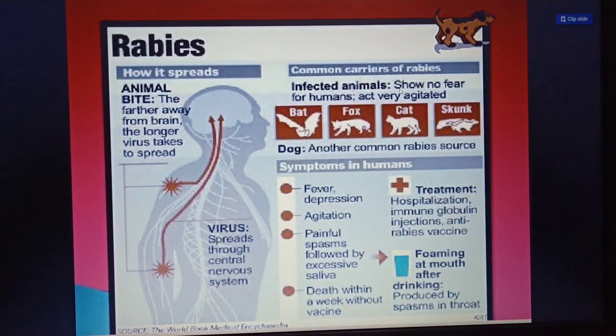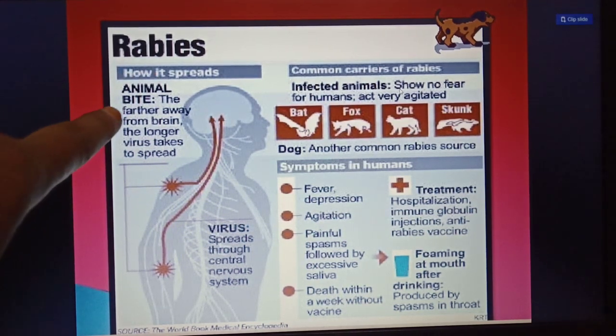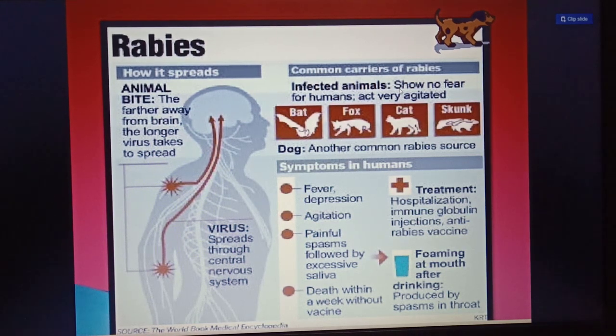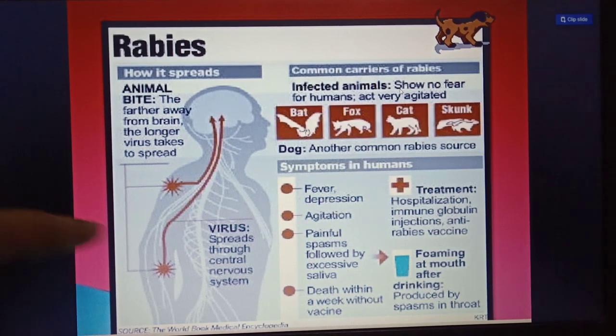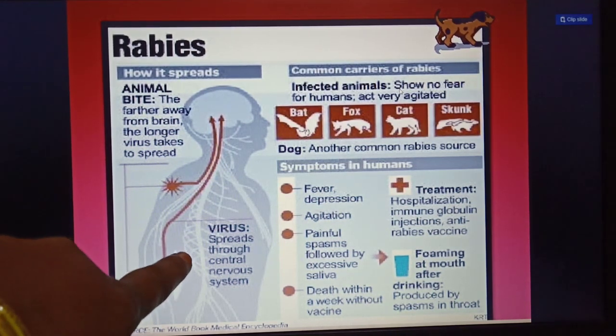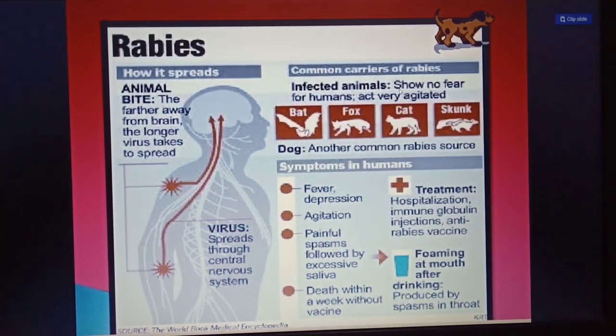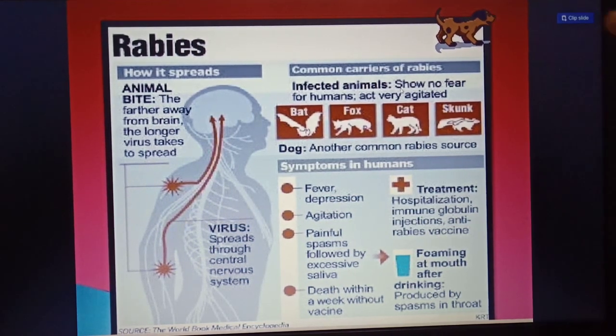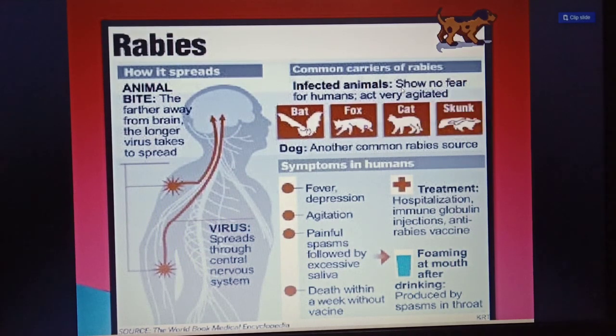See here how it spreads through the animal bite. Whenever an animal bite happens, it affects our central nervous system, and the brain is damaged. The common carriers of rabies are the bat, fox, cat, and skunk. These are the main causes through which the infection is transmitted.